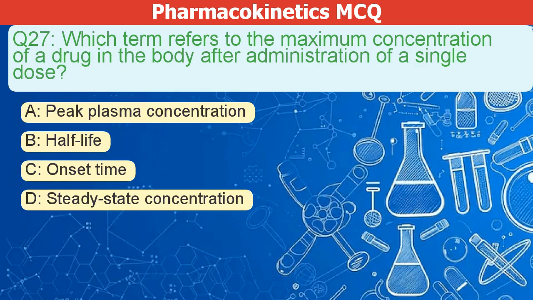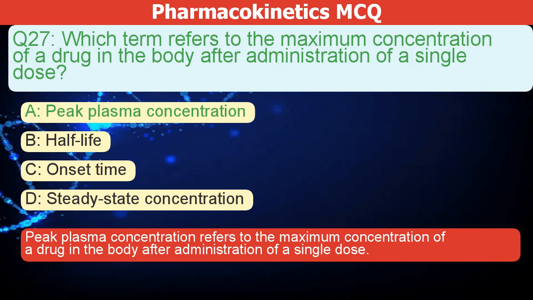Which term refers to the maximum drug concentration in the body after a single dose? A. Peak plasma concentration. B. Half-life. C. Onset time. D. Steady-state concentration. The correct answer is A. Peak plasma concentration refers to the maximum concentration of a drug in the body after administration of a single dose.